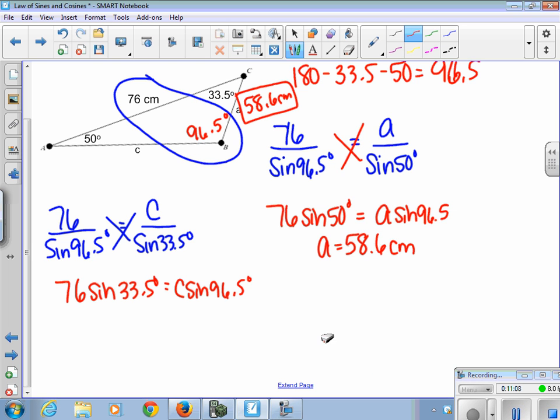And so what do I need to do? Plug this side in and then do what with this? Divide. So what does C equal when we plug that in the calculator? 42.2 centimeters. Good. Alright, questions on that?